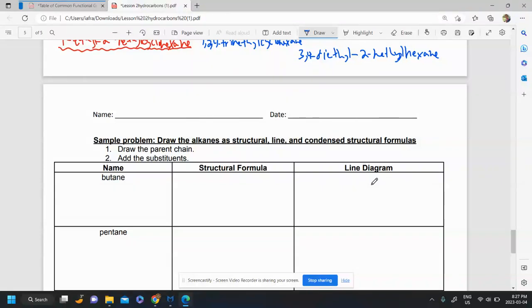In this video, we're going to learn how to draw structural diagrams and line diagrams for alkanes from their names. Before we do that, though, I want to do a warm-up naming one. So here is a picture, and I want you to name this compound. So pause the video, try it out, and then we'll take it up.